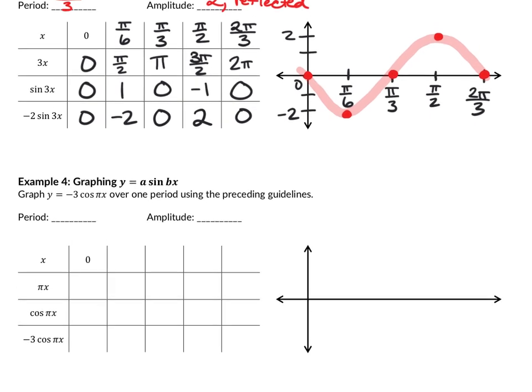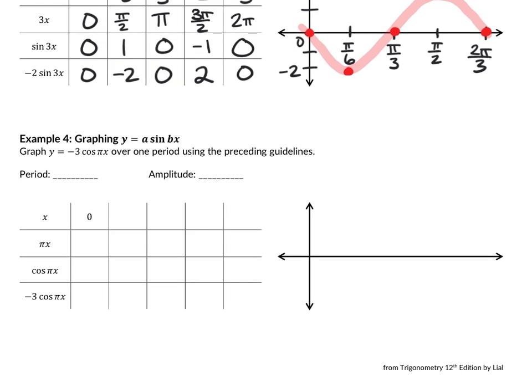All right, example 4, let's do it again. This time we're graphing -3 cosine of pi x for one period. First thing we do always is find the period of the function. This is going to be 2 pi divided by what? Pi. Because we're looking at this function, we look for the number inside the cosine function. It's pi. Well, what is 2 pi divided by pi? 2. So that means the very last number I should have in my table and the last number I should have on my graph is the number 2.